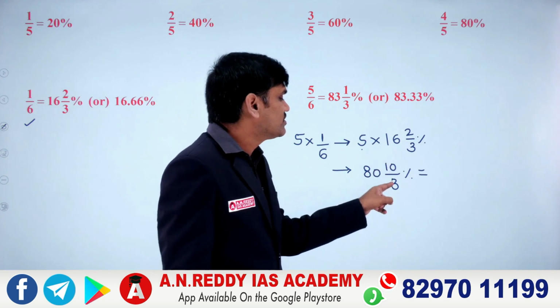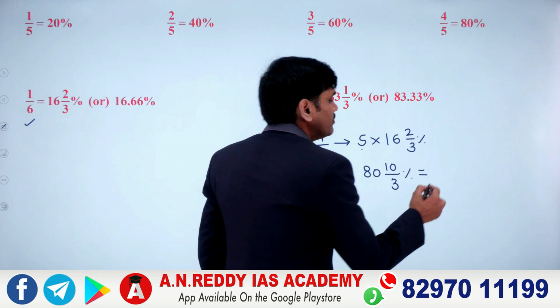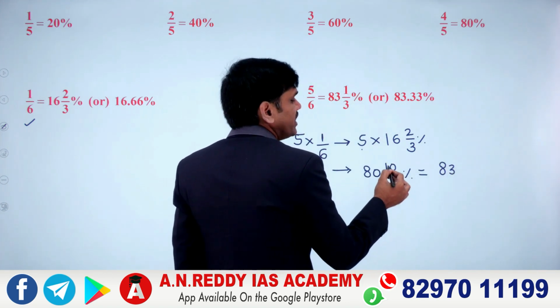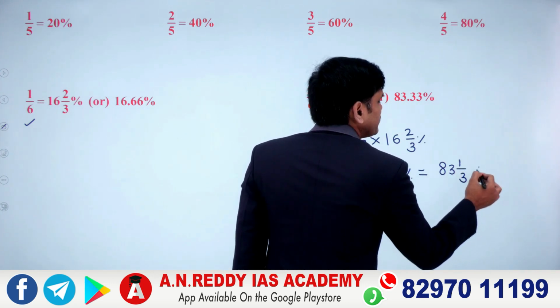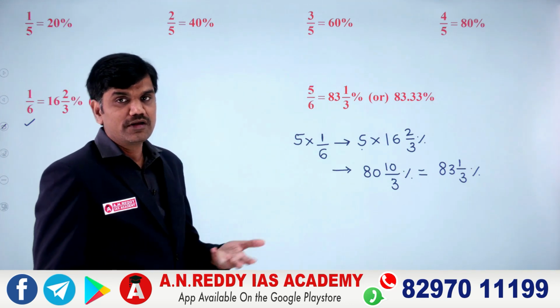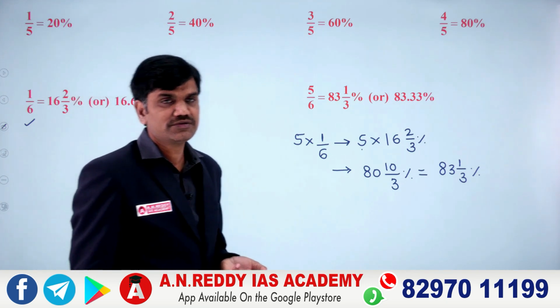It goes how many times with 3? 3 3s are 9. That 3 you put this side, that will become 83. So I repeat, 3 3s are 9, remainder is 1. So 83 1/3%. Like this you have to learn. So if you know 1 by 6, 5 by 6 you can easily manage.